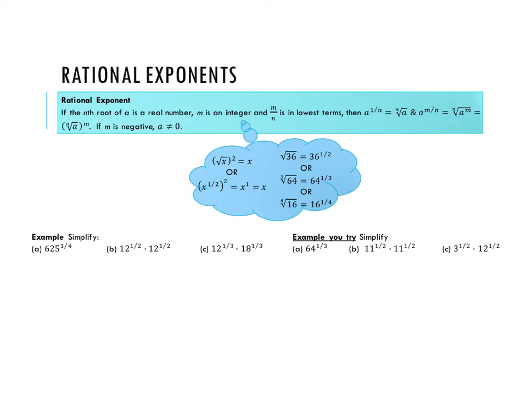Remember back in the day, if we had the square root of x, to solve for x, you would square it, right? If you wanted to get the square root sign to go away. Or notice we can take x to the 1/2 and raise it to the second power. Well, 1/2 times 2, because it's a power to a power, is x to the first, or just x. So I can write the square root of 36 as 36 to the 1/2. I can write the cube root of 64 as 64 to the 1 over 3. And I can write the fourth root of 16 as 16 to the 1 over 4 power.